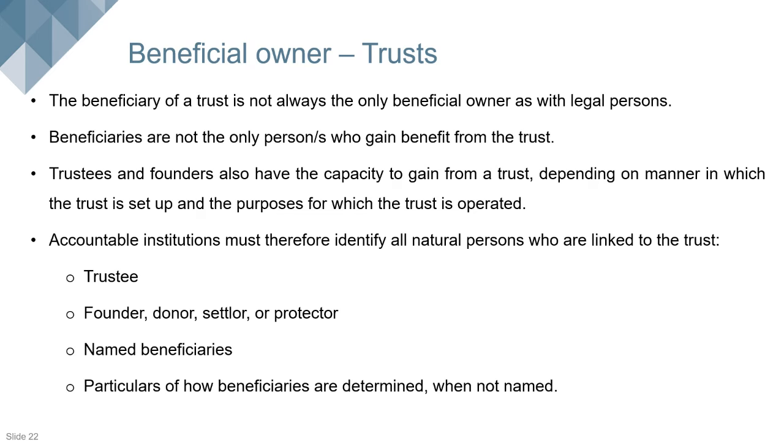all these natural persons linked to the trust, and those persons are all your trustees, your founder or your donor, settlor, or protector, depending on the language used in that trust, and the named beneficiaries. If the beneficiaries are not named, then how will those beneficiaries be identified? You need to identify the mechanisms and the particulars of how those beneficiaries will be determined.